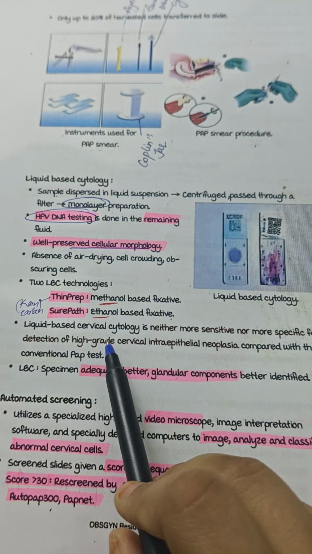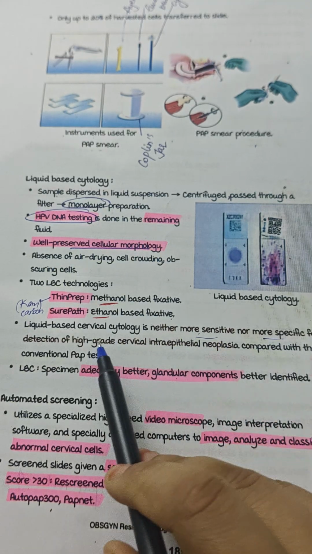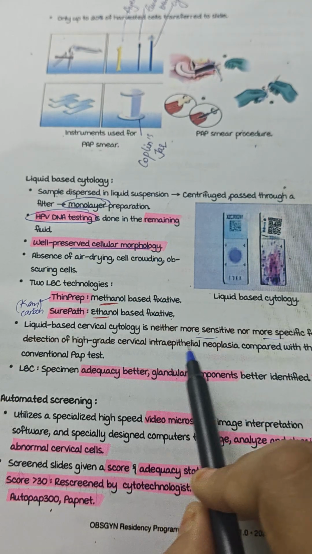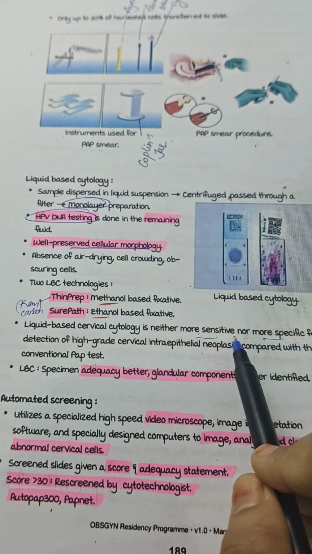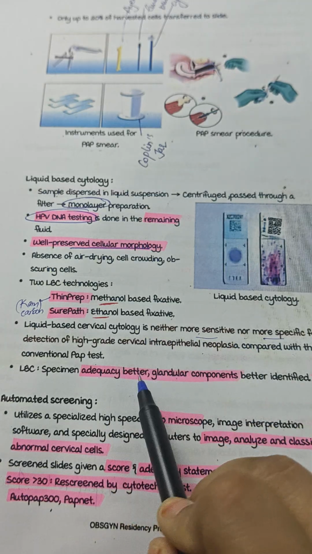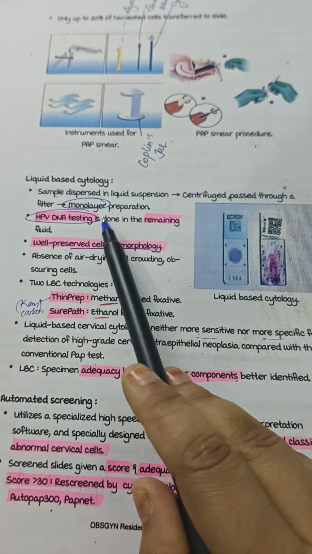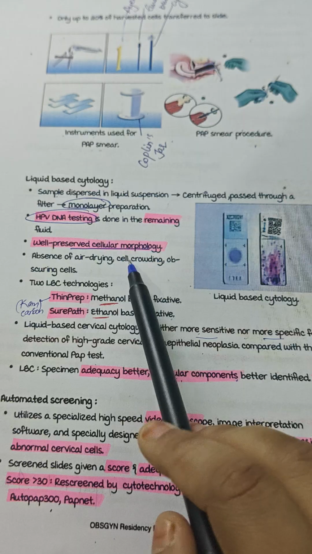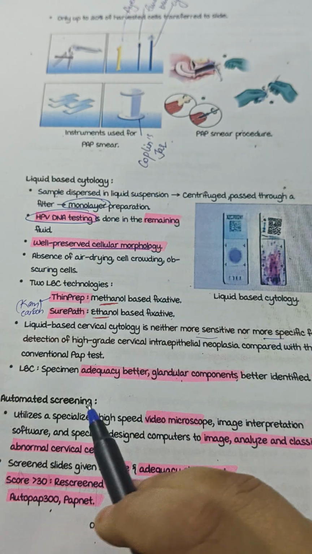The liquid based cervical cytology is neither more sensitive nor more specific for detection of high grade cervical intraepithelial neoplasia compared to the conventional pap smear. So the sensitivity and specificity of both of these is the same. The main advantage is that the adequacy is better and the glandular components are better identified. We can do HPV DNA testing, and there is monolayer preparation. So well preserved cellular morphology is there, and there is absence of air drying, cell crowding, and obscuring cells.